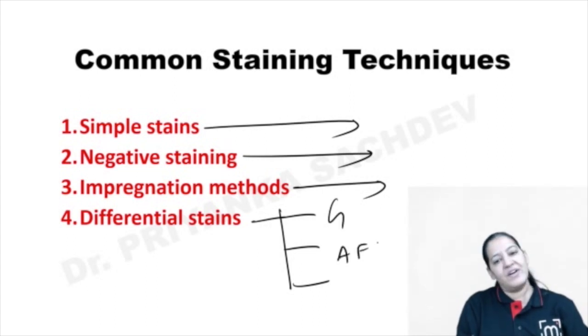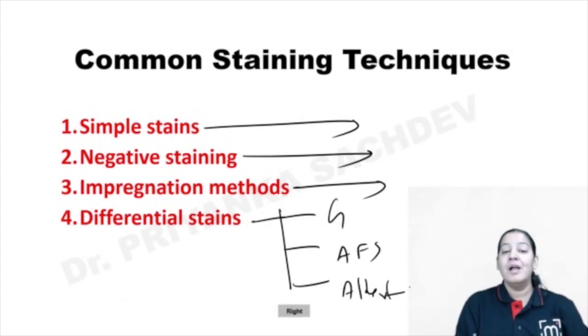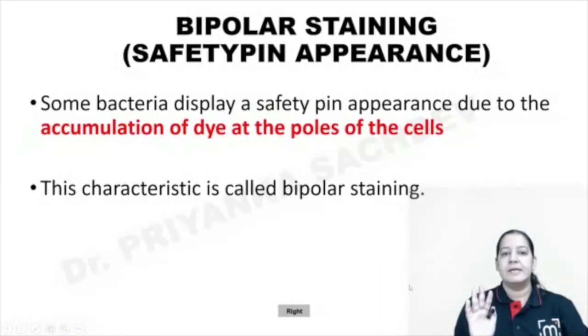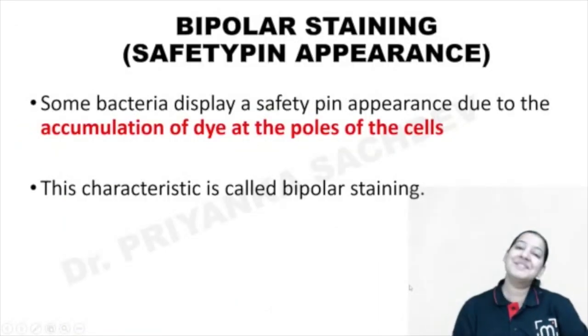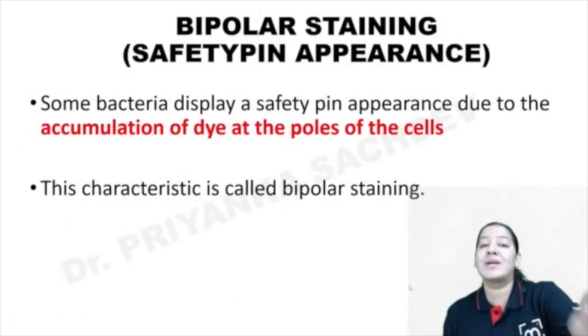Gram stain, acid fast stain and Albert stain. Everything is done. Now the next topic is the bipolar staining. What is bipolar staining? Does anyone know what is bipolar staining?